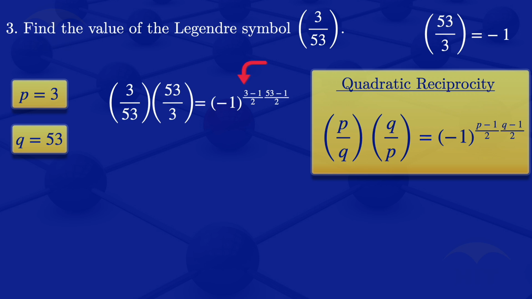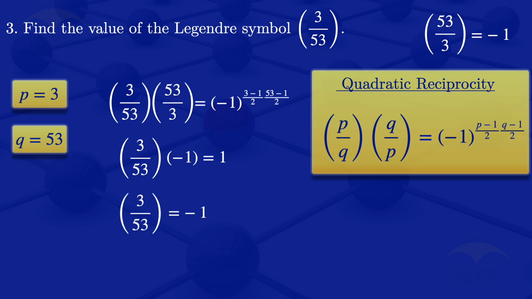The right-hand side simplifies to minus 1 to the power 26, and minus 1 to the power 26 gives us 1. So the right-hand side is 1. For the Legendre symbol 53 over 3, we had it here, it's minus 1. So I substitute those values. Then we have 3 over 53 multiplied by minus 1 is equal to 1. I can take this minus 1 to the right-hand side by dividing the whole equation by minus 1. When you do that, we get that the Legendre symbol 3 over 53 is equal to minus 1.